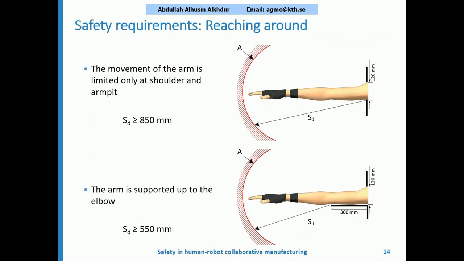In the first example, the movement of the arm is limited only to the shoulder and the armpit. In the second example, the arm is supported up to the elbow. So in the first upper figure, the SD needs to be around 850 millimeters or more, and in the lower one it could be 550 millimeters or more, which is the safe distance in that figure.